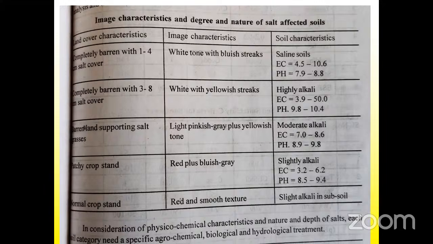The soils are having moderate alkali. EC range is 7.0 to 8.6. pH is indicating 8.9 to 9.8. The image characteristics are light pinkish gray plus a yellowish tone. We can see a light pink as well as a gray yellow tone. Suppose if the salts are decreasing, the color may be different from the previous one.